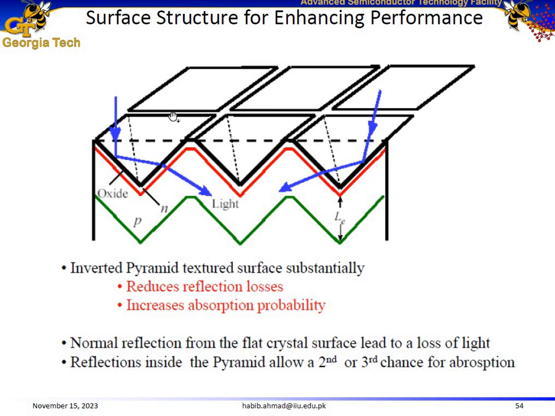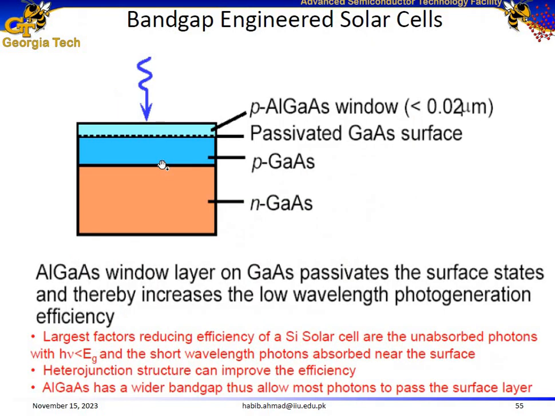So for a planar surface, there is a high chance of reflection. If we have inverted pyramids, even if this light gets reflected, it's going to be reflected back into the semiconductor, resulting in enhanced performance of the solar cell.